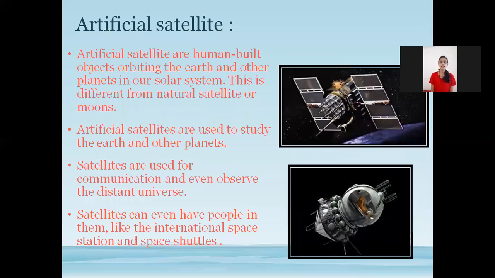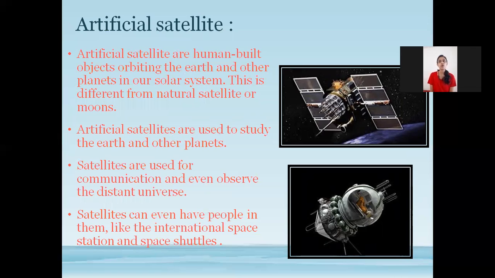By the name, artificial means something man-made. Yes. So, artificial satellites are human-built objects orbiting the Earth and other planets in our solar system. This is different from natural satellites or moons. Basically, artificial satellites are satellites built by humans for human purposes.